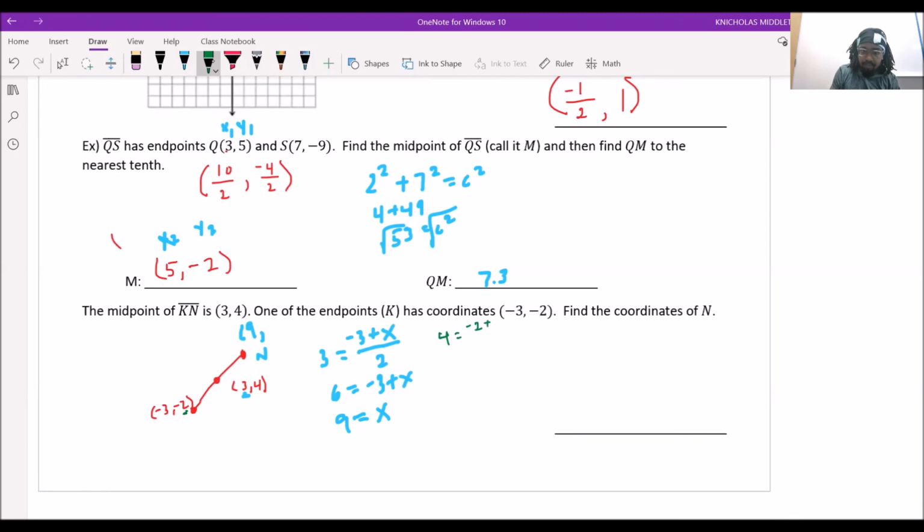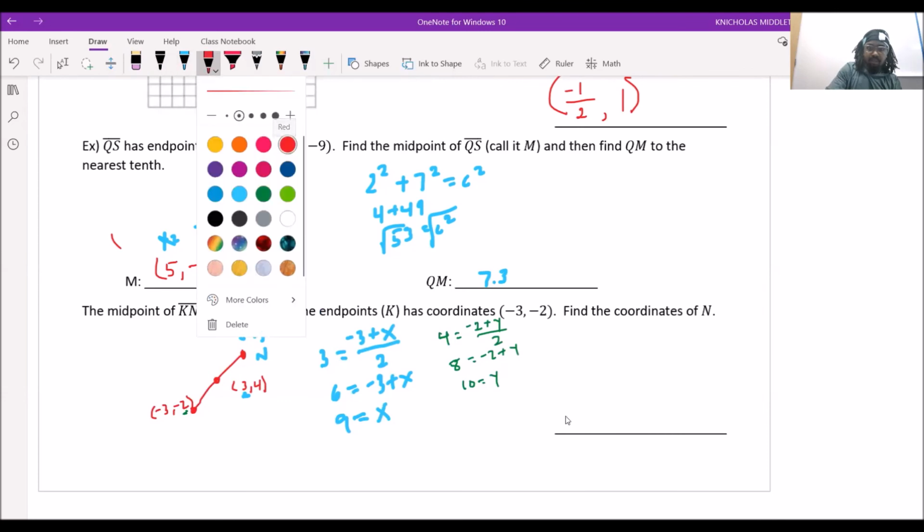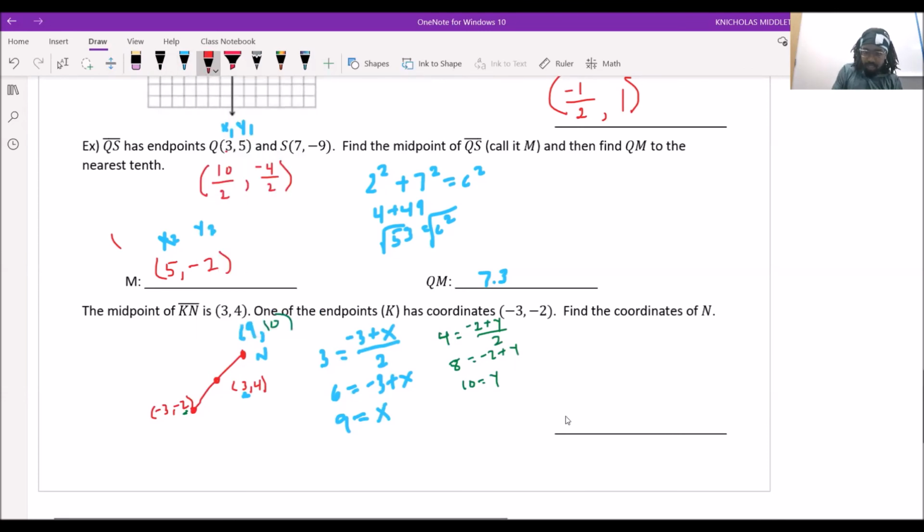Plus Y over 2. Multiply both sides by 2. Get that to be 8 equals -2 plus Y. Add 2 to both sides, and we get Y is 10. So now I see that my point N would be at (9, 10).